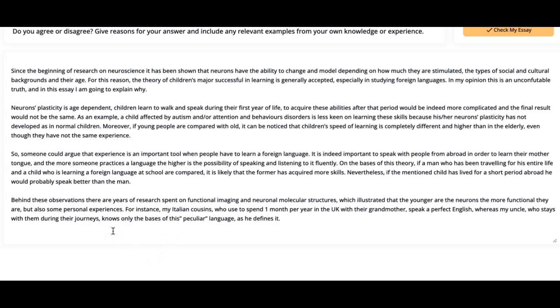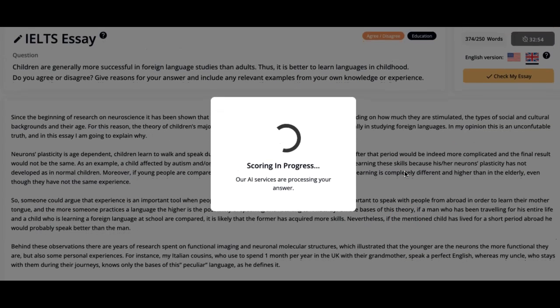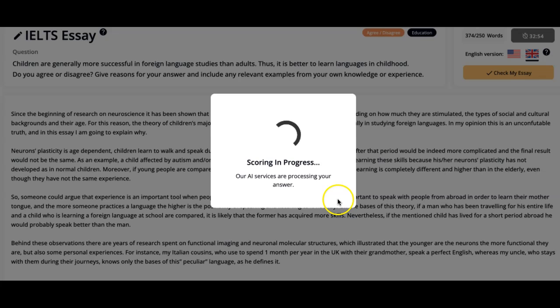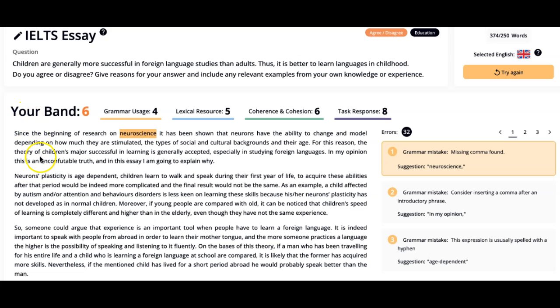Okay, so I'm just going to copy that and I'll add that later. Okay, so just going to put it through our AI checker. So it was a good start.